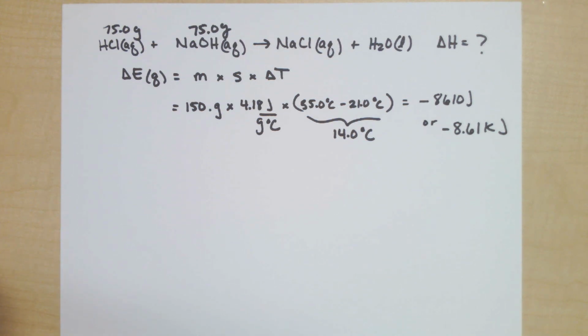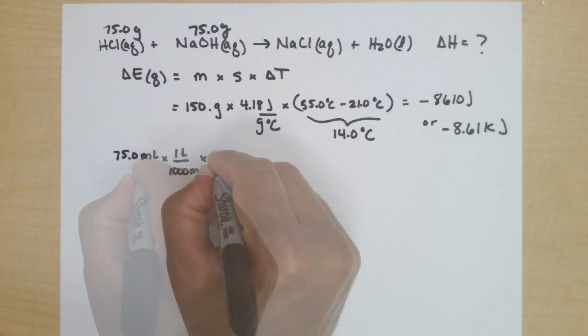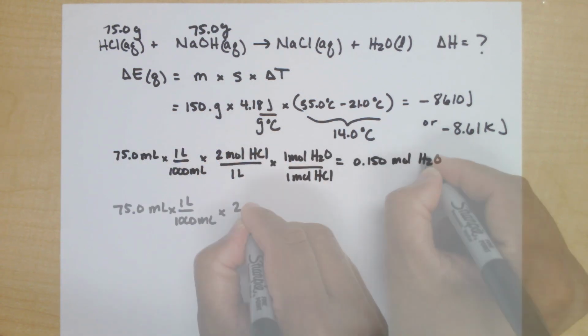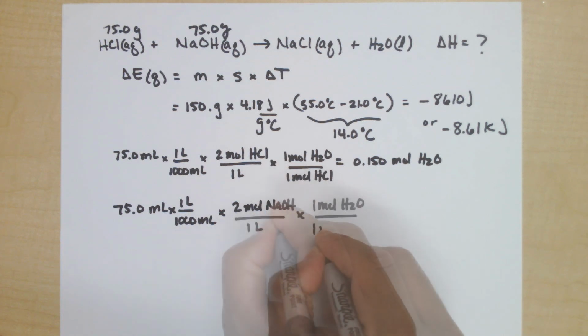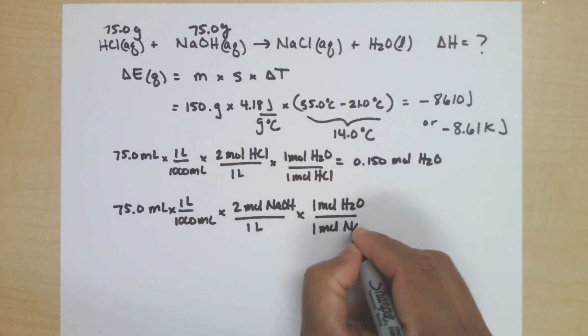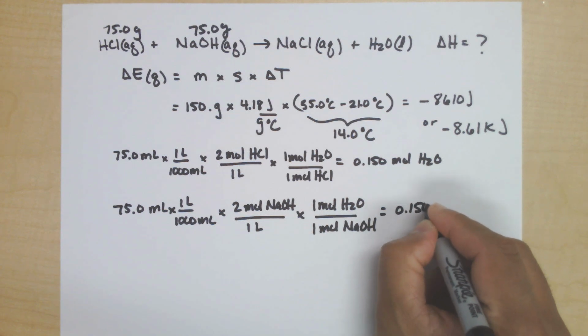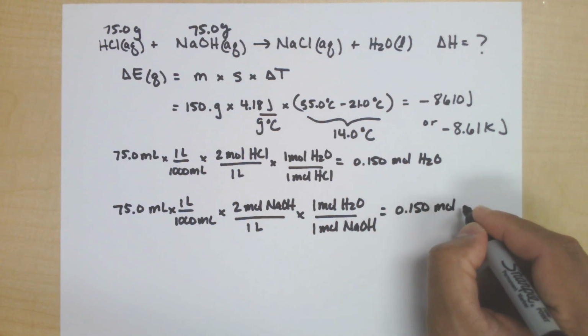Next, it's common to report the change in enthalpy in kilojoules per mole. In this lab, we'll report this as kilojoules per mole of water produced. I have other videos on solution stoichiometry that I'll link to. Briefly, the experiment is set up so that there is no limiting reactant. All the reactants react or are consumed in the reaction.